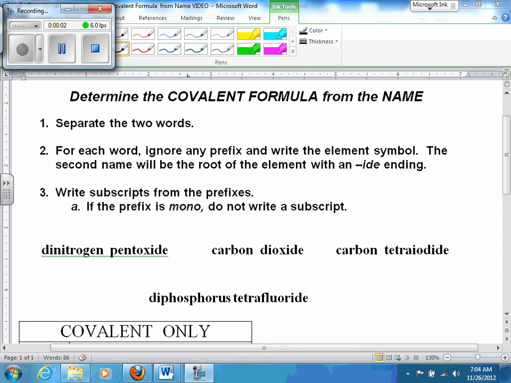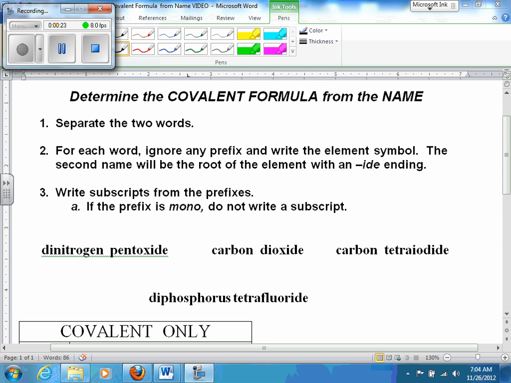My name is Karen Hill, and I'm going to help you determine a covalent formula from its name. I'm assuming you already did that first critical step where you identified the first name as a nonmetal. So now that you know it's a covalent formula, let's determine its formula.